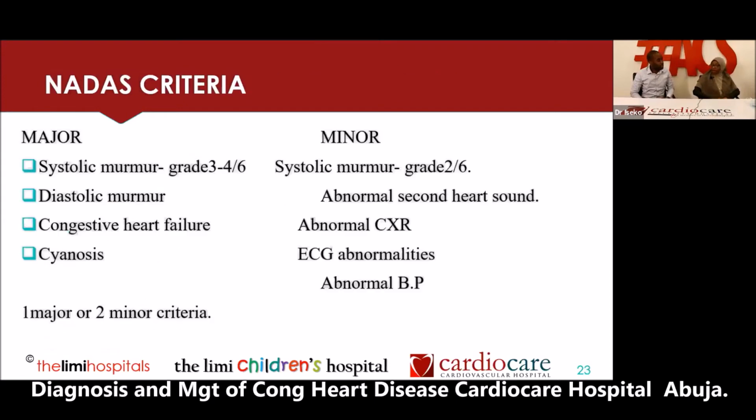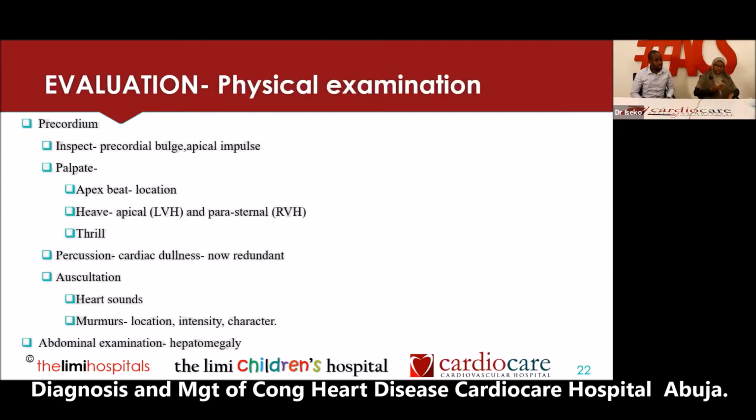You want to check for parasternal or apical heave. Checking for that basically uses your palm, just like we do in adults. You feel that movement, and it tells you, okay, there is something. If it's at the parasternal area, it suggests that there's a right ventricular hypertrophy.